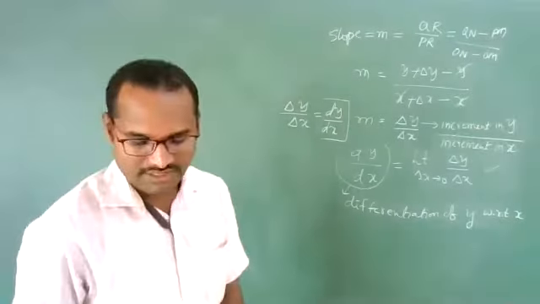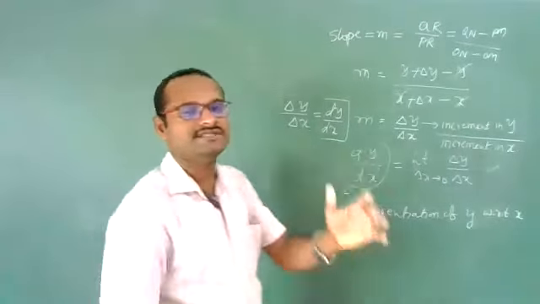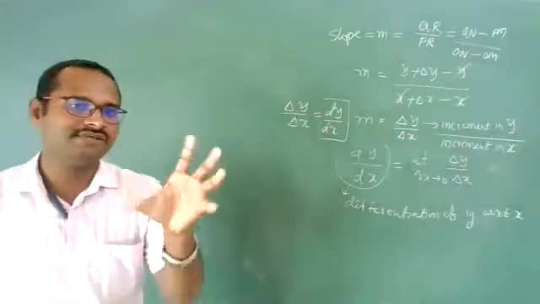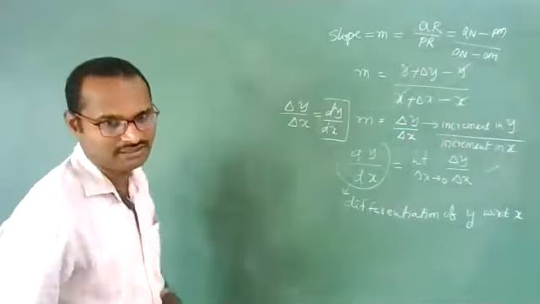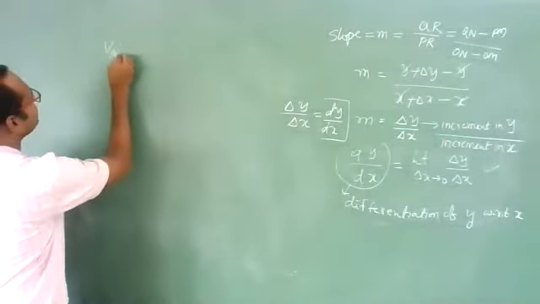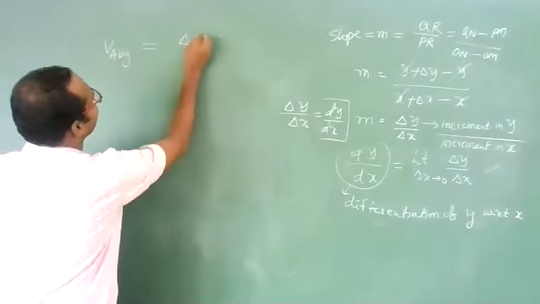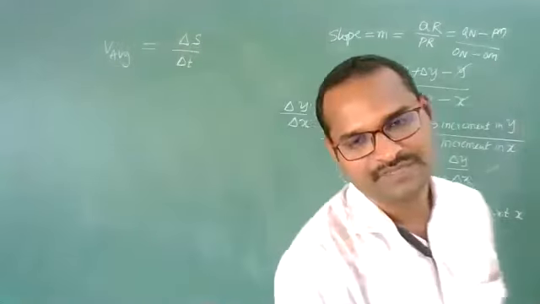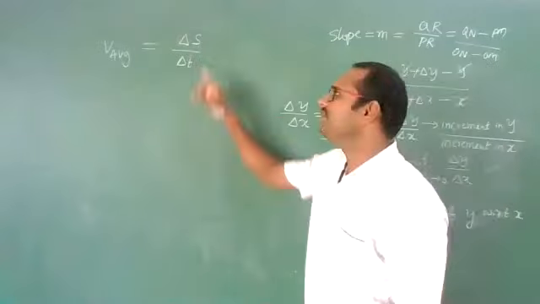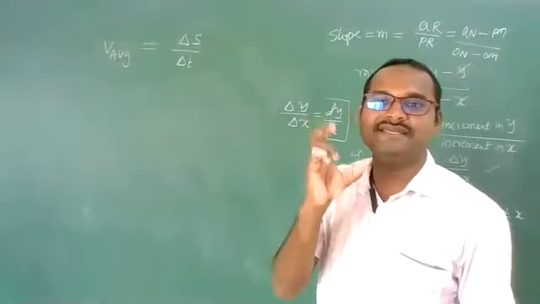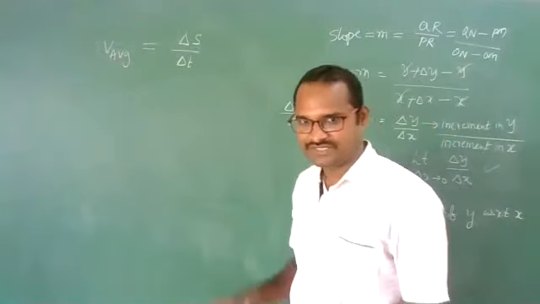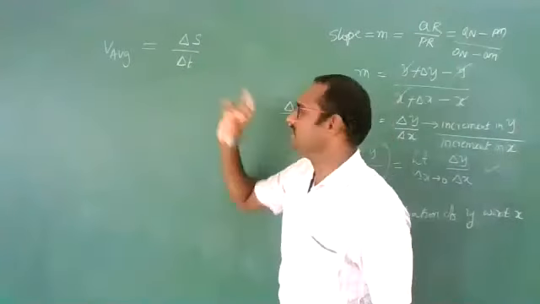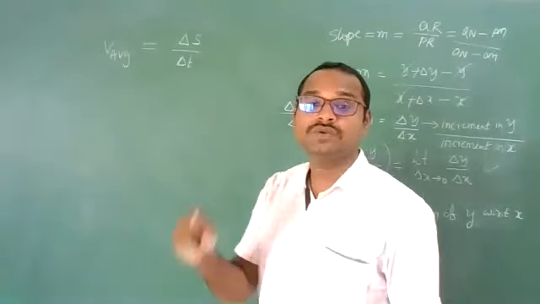For example, a vehicle is moving and covering different distances in different intervals of time. Then we can say it has some average velocity for the whole journey. That average velocity we can write as delta s by delta t, where s stands for distance and t stands for time. This is called average speed or average velocity. If a vehicle is moving in a straight line path, speed and velocity will both be equal. So delta s by delta t gives you the average velocity.